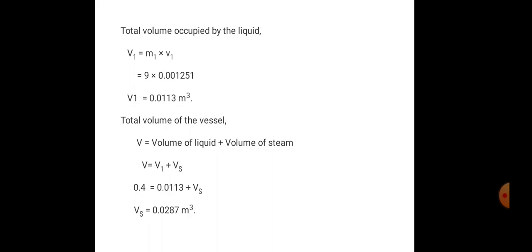Then the total volume of the vessel: the formula is V equal to volume of liquid plus volume of steam. We know the total V value and the volume of the liquid, so we can find the volume of steam, Vs. Substituting the V and V1 values, we get Vs equal to 0.0287 meter cube.